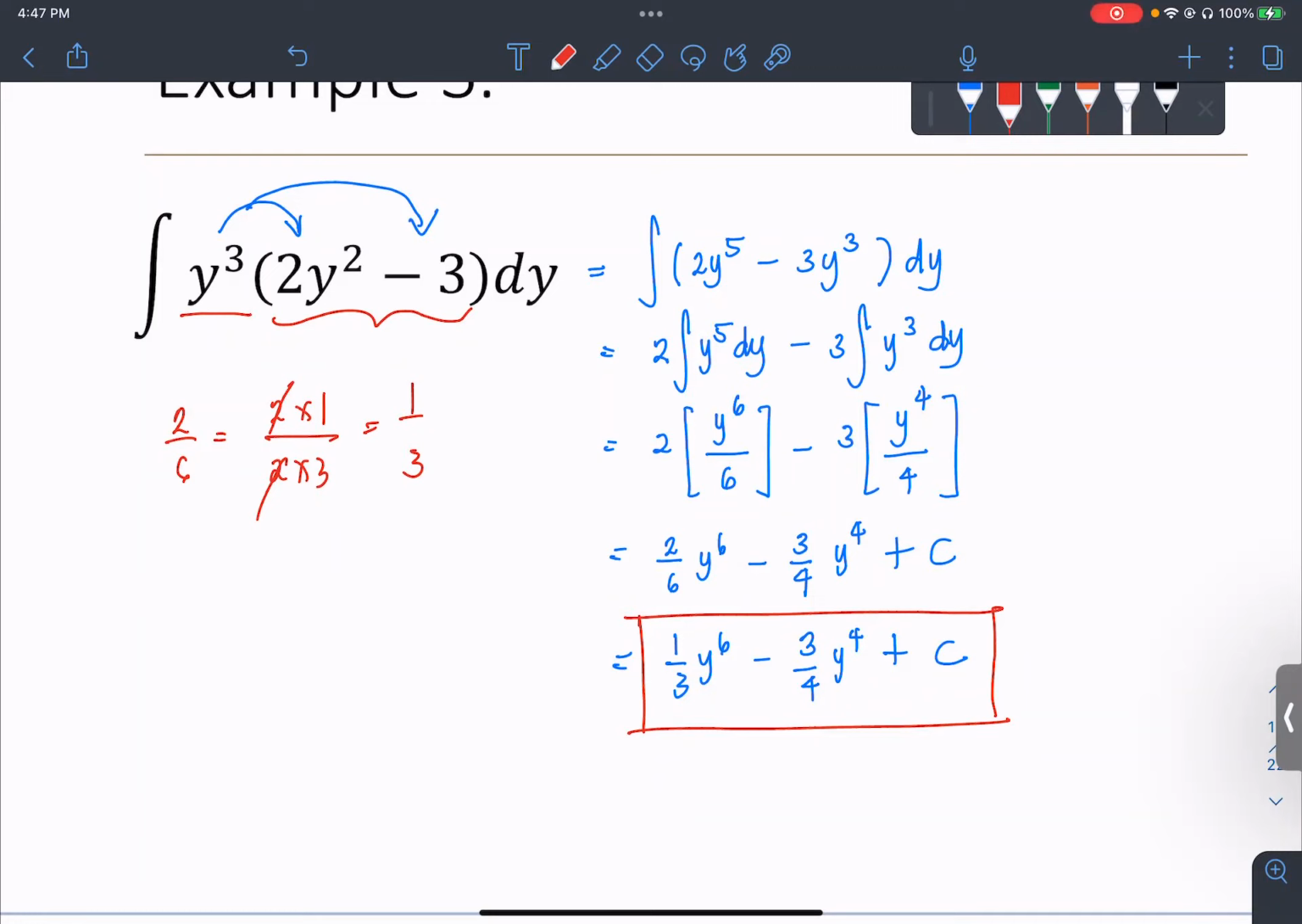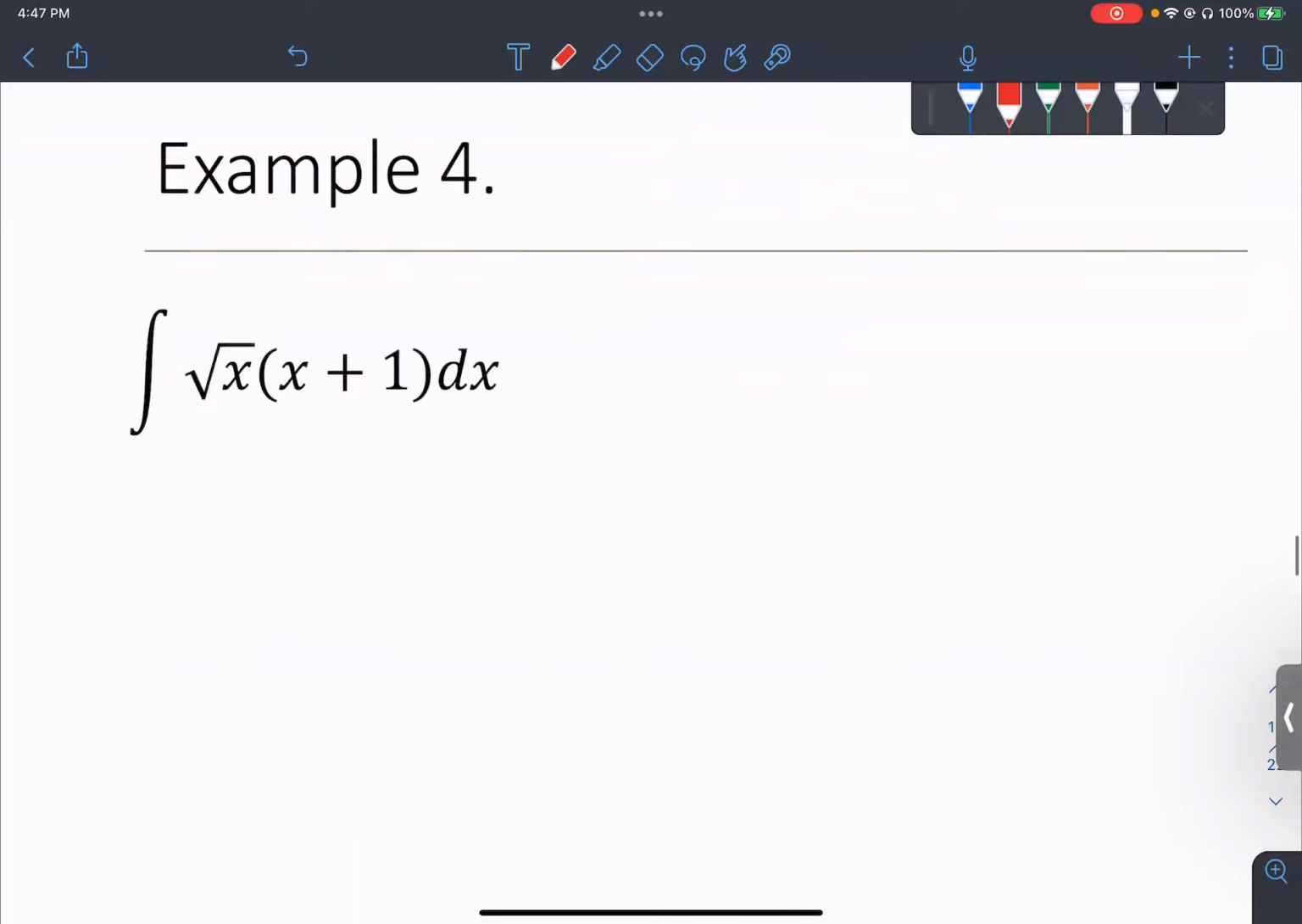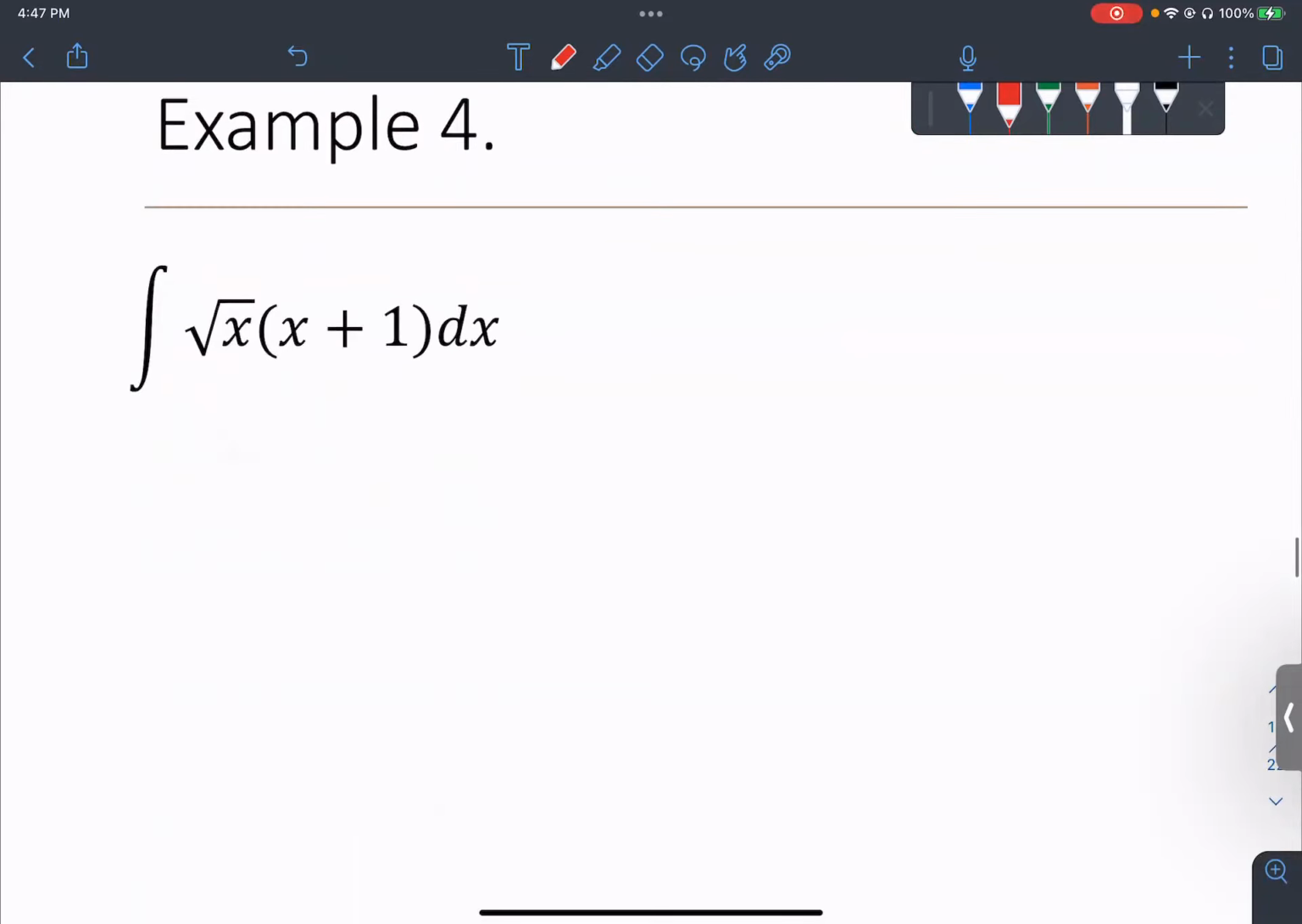Other questions? Clarifications? Okay. Another one. So this is the same. But what I'll do with this one is, basta may nakita tayong radical, so transform it into a rational exponent. So that would be x raised to 1/2, multiply it with x plus 1 times dx. And then, so since there's an operation involved, so we multiply.